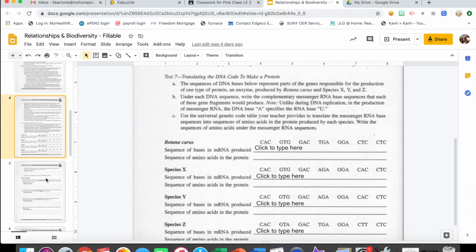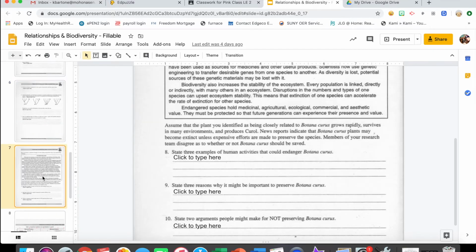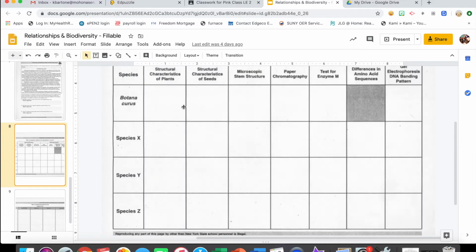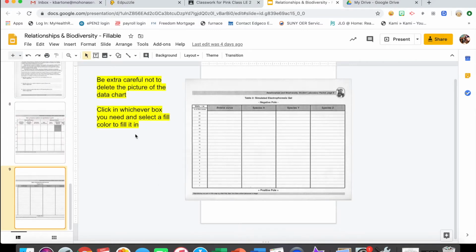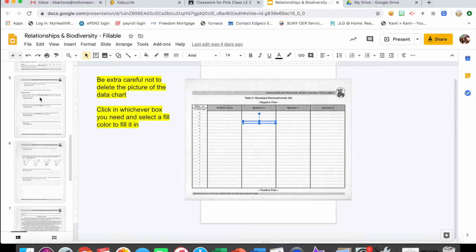So page 5 and 6, and 7, sorry, are what we're going to do today. Page 8 is the data chart. That should be all done. So this should be all filled in from video number 3, and page 9 also was a part of one of the tests, so that should already be filled in. It's probably highlighted. If you remember, you had to click in the boxes and then click on fill color, and you could highlight little banding patterns. So together we're going to start on page 5.